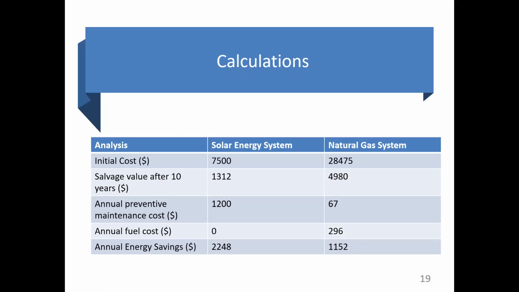From the analysis, it came down to an annual saving of more than $2,000 for the solar energy and more than $1,000 for the natural gas. So the solar energy is pretty beneficial.